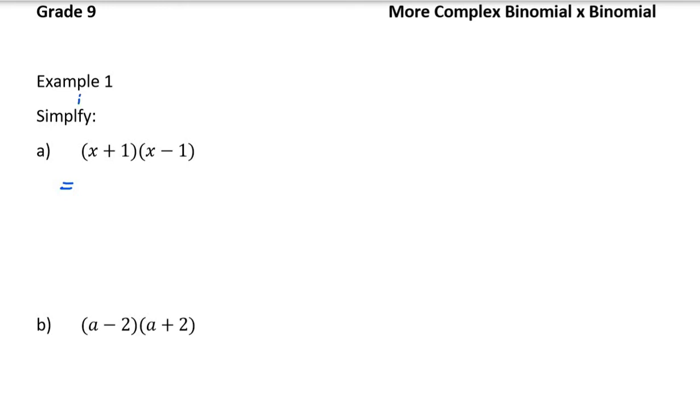Please make sure that you write down these notes because this is what you're studying from. Now, this is a typical binomial times a binomial, so we use this as revision. X times x is x squared. X times minus 1 is minus x. And then we distribute in plus 1, which is plus x. Plus 1 times negative 1 is minus 1.